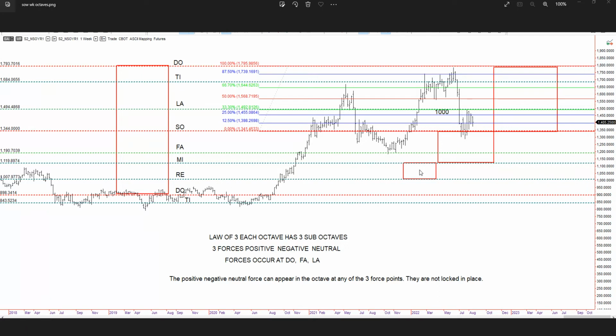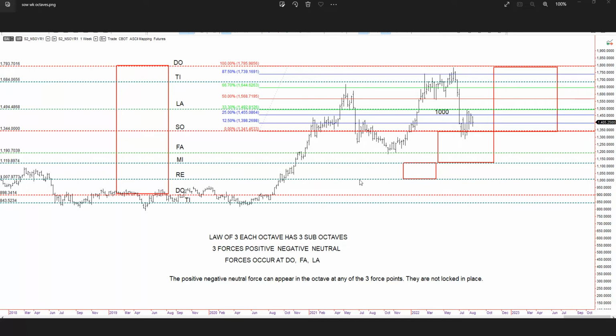So you can only develop a new octave between the re and the mi note in this first box. You could develop an octave between the mi and the so note. And then finally you can develop an octave between the so and the do note. So you can break this down, take a deeper look at the price action inside these octaves, and the same principles that apply on the larger octave apply on the smaller octaves too.